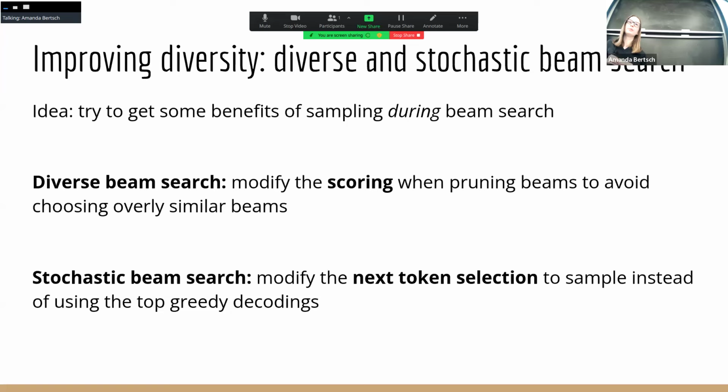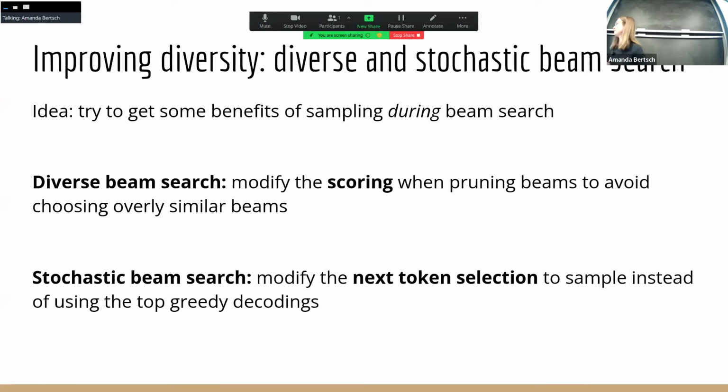Like if these beams are the same in all but one of the tokens, or 50% of the tokens are shared across the beams, and maybe these are really similar and we should try to choose two things that are different. But you could swap that out for any metric you want.